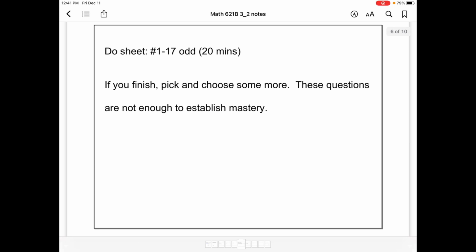You can do number 1 to 17. It says here, if we were in class, I'd say only take 20 minutes on it. But take as long as it needs to establish some mastery. Feel free, if you've done all those ones, to go back and do the rest of them. This is a key skill.